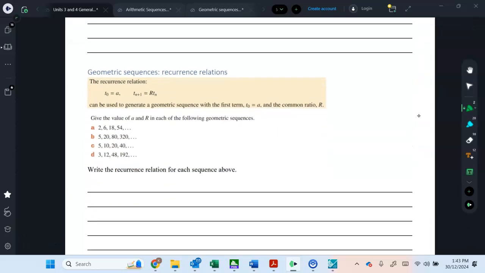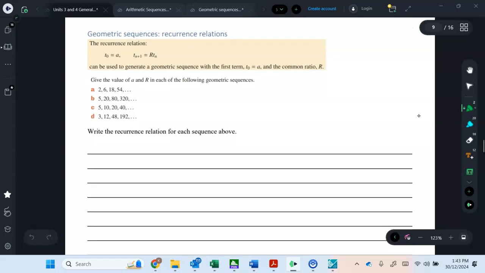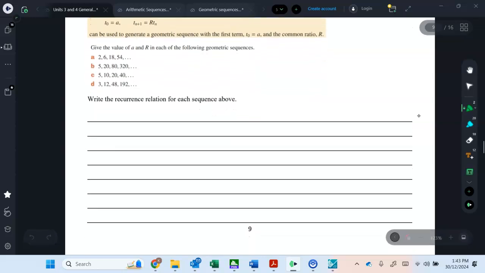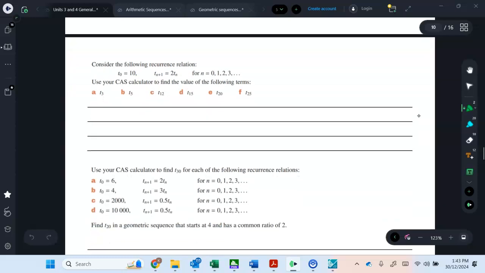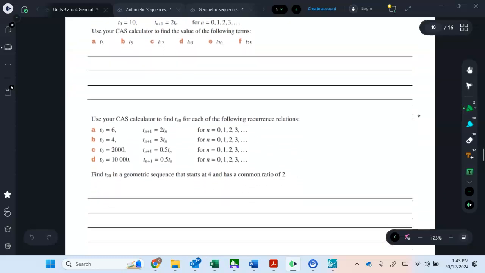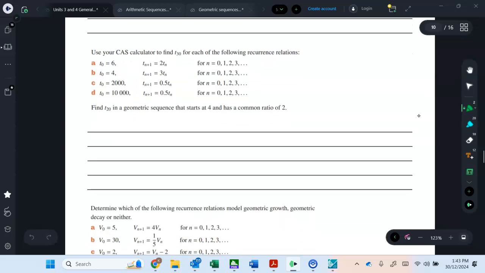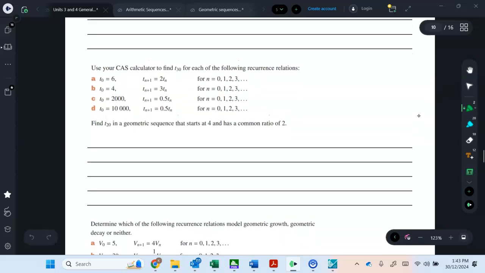All right. Let's move on. Writing a recurrence relation, it's pretty straightforward. Let's just have a look at this one here. Maybe we'll look at D. We've been given the recurrence relation, so sometimes you need to interpret that. So our initial value is 10,000 and our common ratio is 0.5. So we want to find T30. These are two separate questions, by the way.